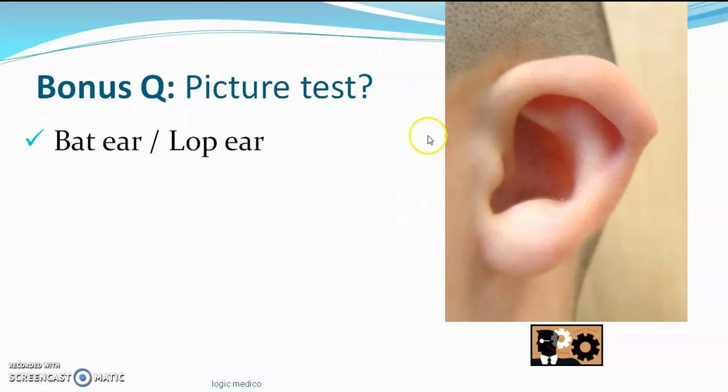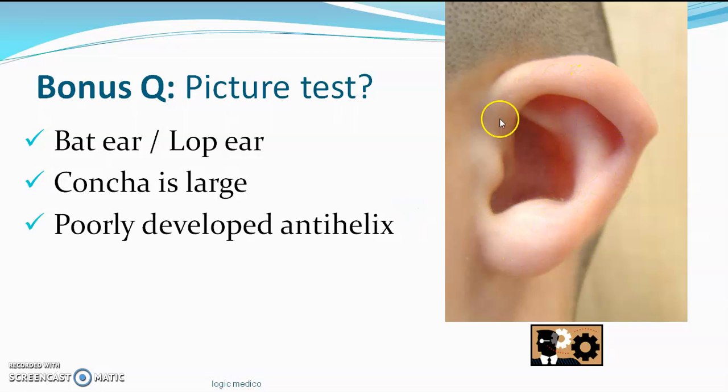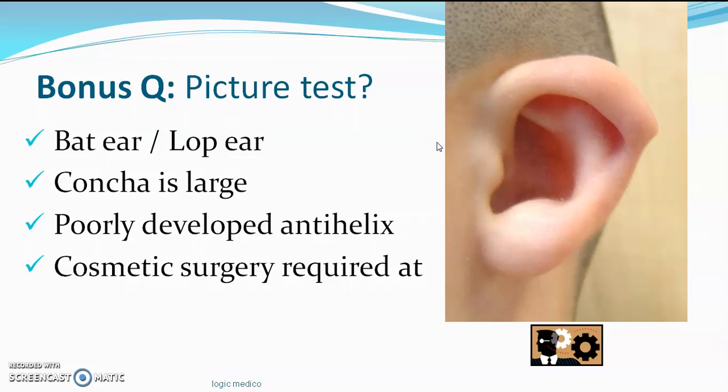It's also called lop ear or the bat ear, because this resembles the ear of the bat. Okay, the concha is really large, but you can see there is a helix, but where is the anti-helix? Anti-helix is not developed. Helix is there, big concha is there, but anti-helix is poorly developed. So cosmetic surgery is required, otherwise every other person will tease this person. To prevent that, cosmetic surgery is required, not at the time of birth, but at the age of 6 years. That time it's believed that the pinna is fully developed. That's why cosmetic surgery is required.